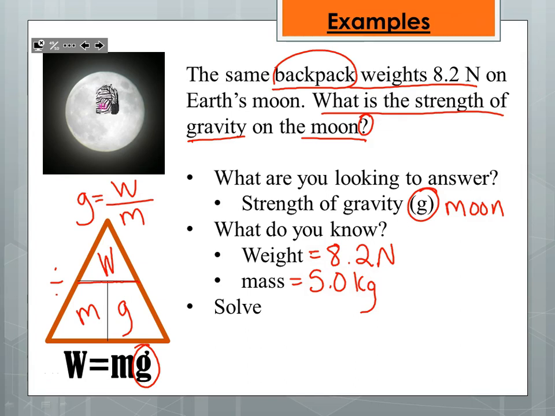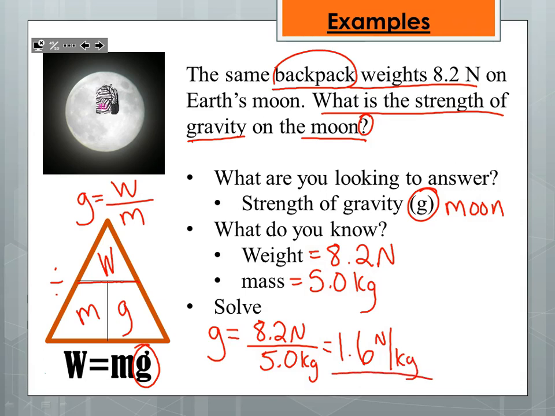So now I can solve. I plug in G equals my weight, 8.2 newtons, all over my mass, 5.0 kilograms. I want my gravity to be in newtons per kilogram, so my units are correct. I plug in 8.2 divided by 5.0, and because I have two sig figs, it's 1.6 newtons per kilogram. Why two? Because 8.2 has two sig figs, and 5.0, because of the decimal, also has two. So it's 1.6 newtons per kilogram.